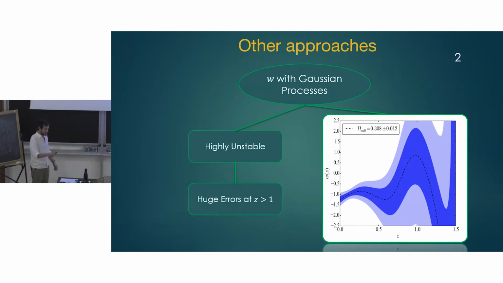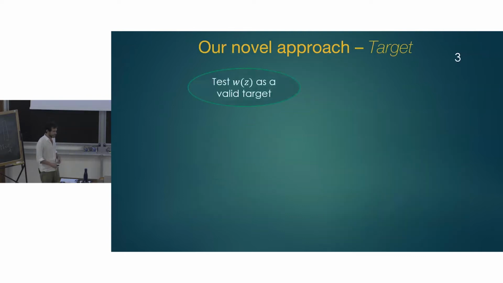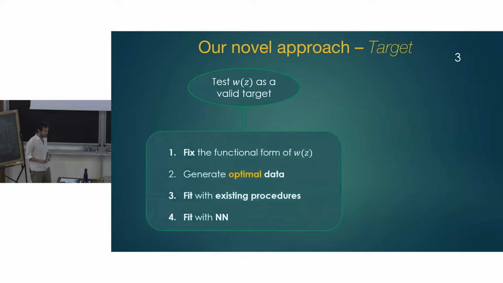But actually, we said, let's begin with something a little bit easy. Let's not fit the real data, but let's start with simulated data. And we said, let's try to understand if W(z) is the right function. Let's see if it behaves correctly, if there are any problems in the inversion, who knows. So these are the steps we followed. We start by fixing the functional form of W with very simple ones. And then we generated optimal data, in the sense that they were very dense in terms of the Hubble diagram. So in the plot I showed before, there were lots of points, more than the ones you were able to observe.